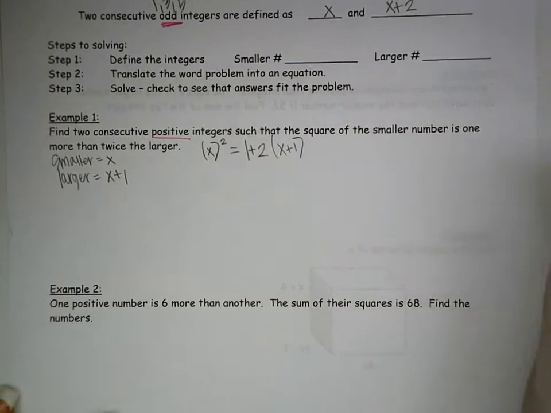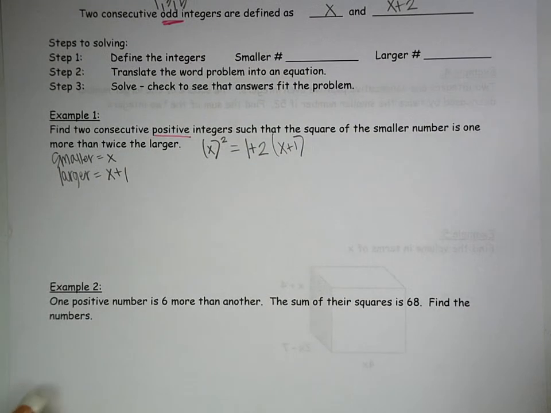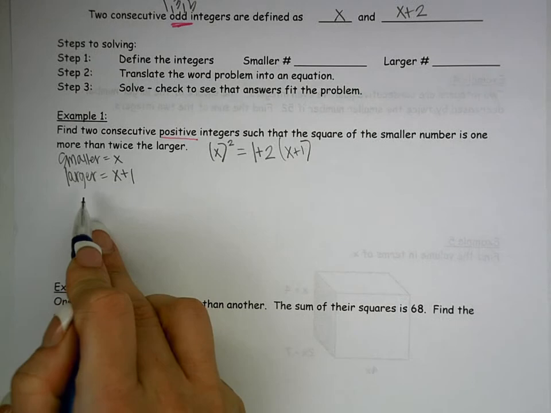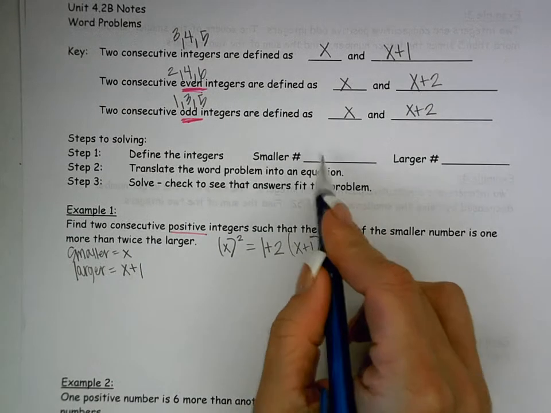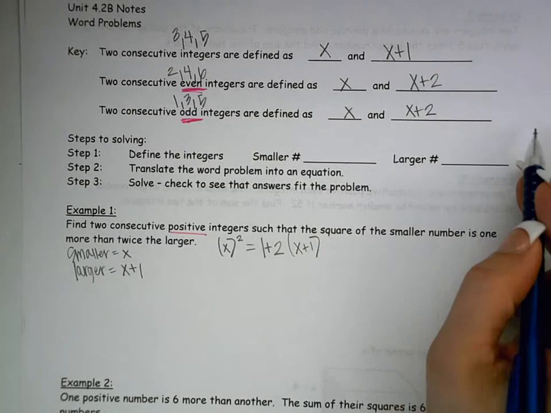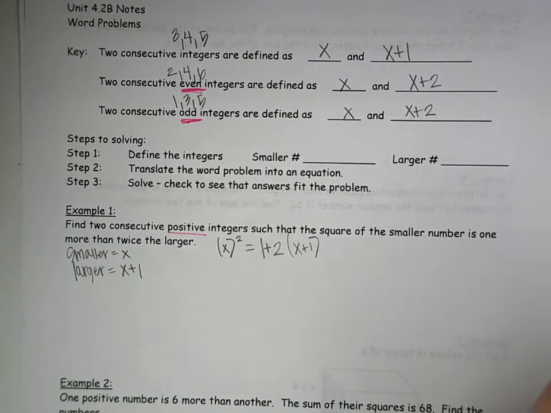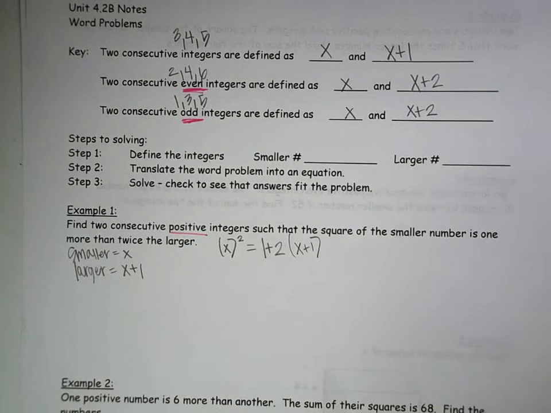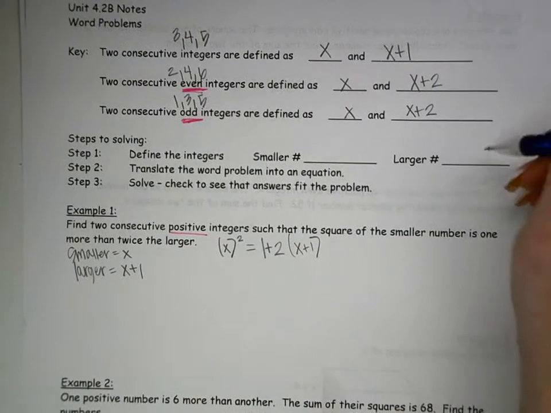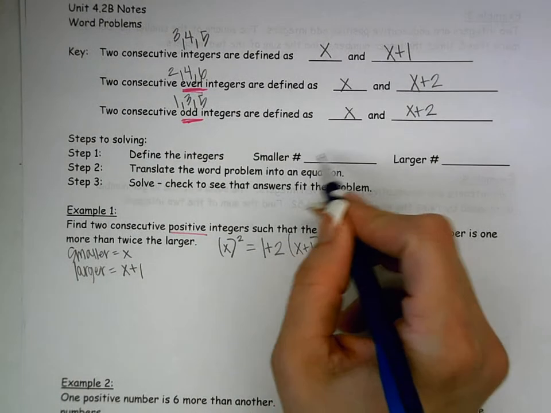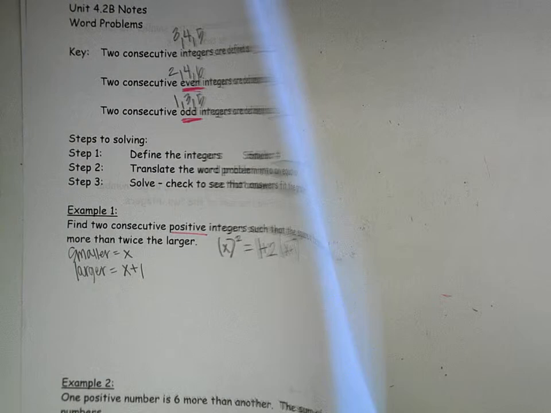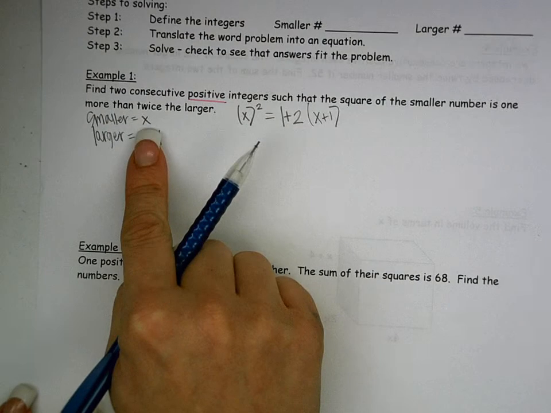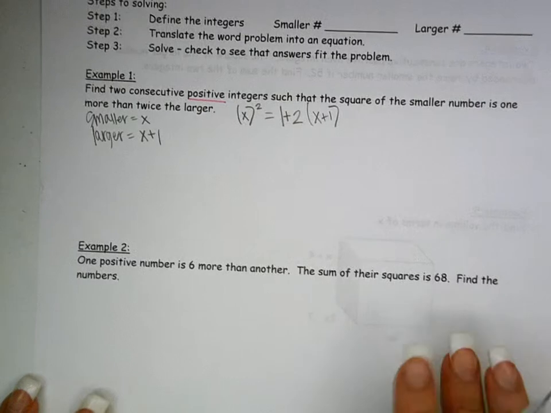I got a question. What do we write to define the integers? Up here I'm saying you have to write smaller integer equals and larger integer equals. Don't write anything right here because it depends on your problem. You fill in the blank for each problem. So this one, the smaller number is x, the larger number is x plus 1.